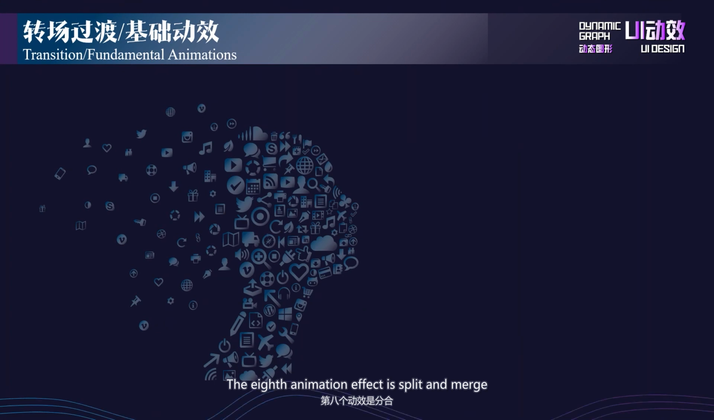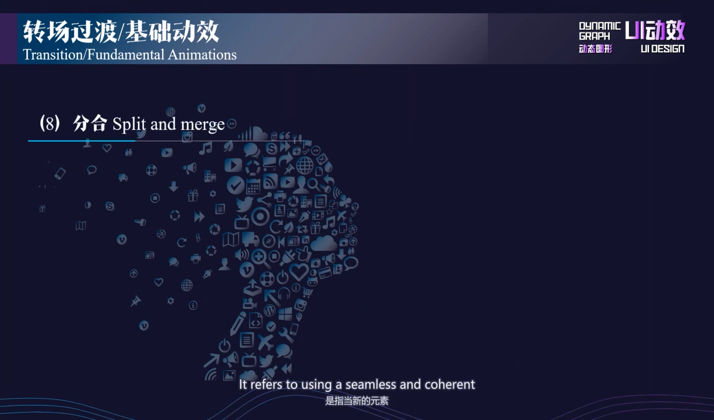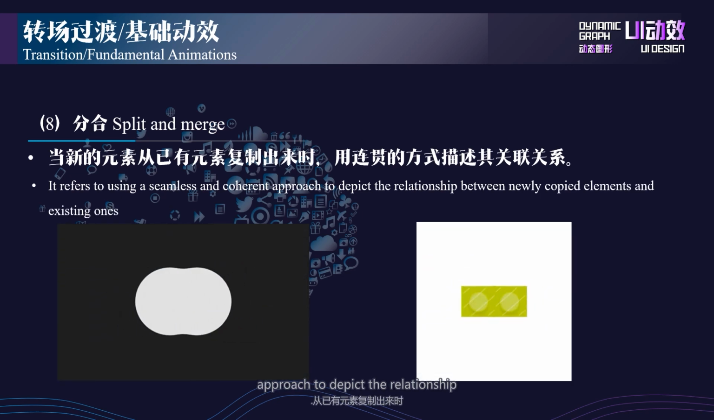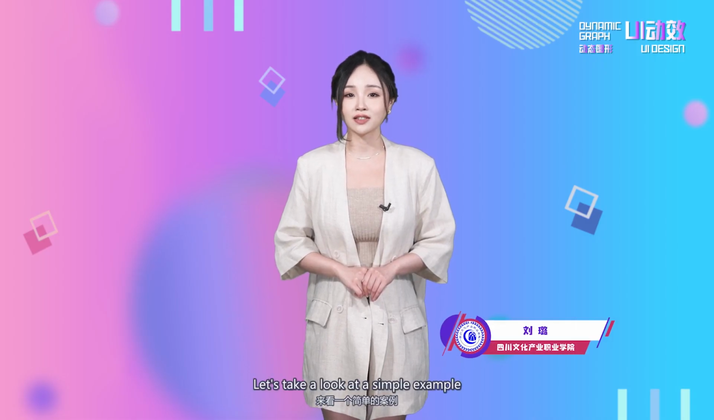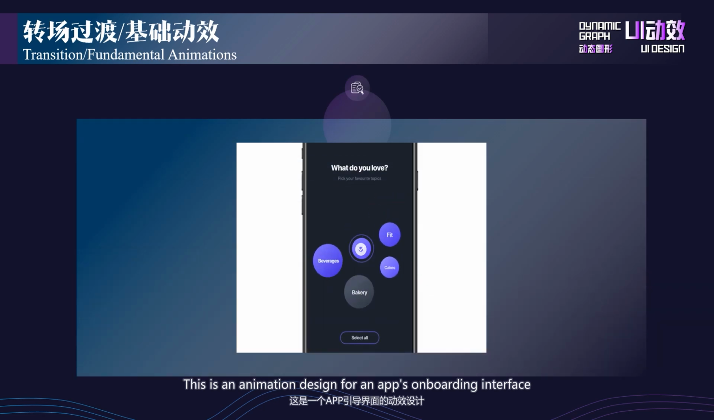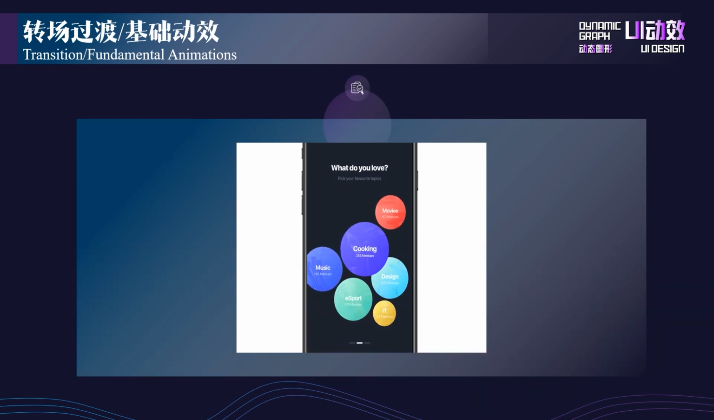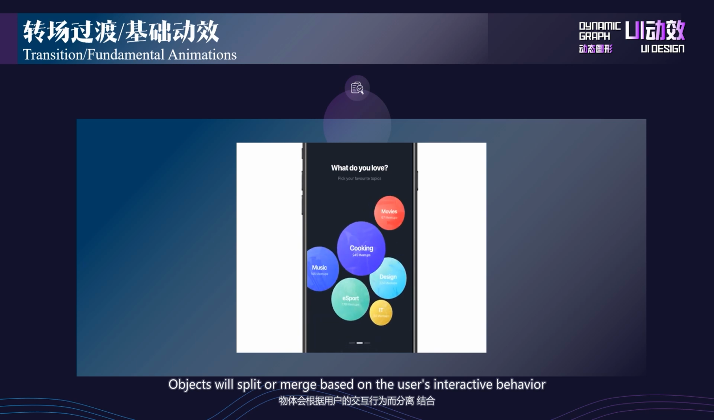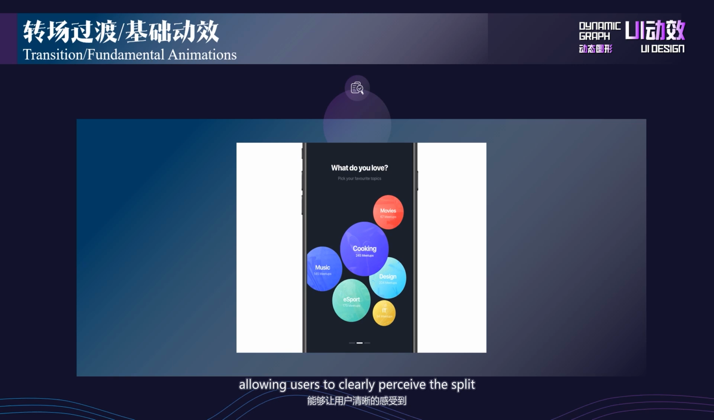The eighth animation effect is split and merge. It refers to using a seamless and coherent approach to depict the relationship between newly copied elements and existing ones. Let's take a look at a simple example. This is an animation designed for an app's onboarding interface. Objects will split or merge based on the user's interactive behavior, allowing users to clearly perceive the split and merge relationships between the objects.